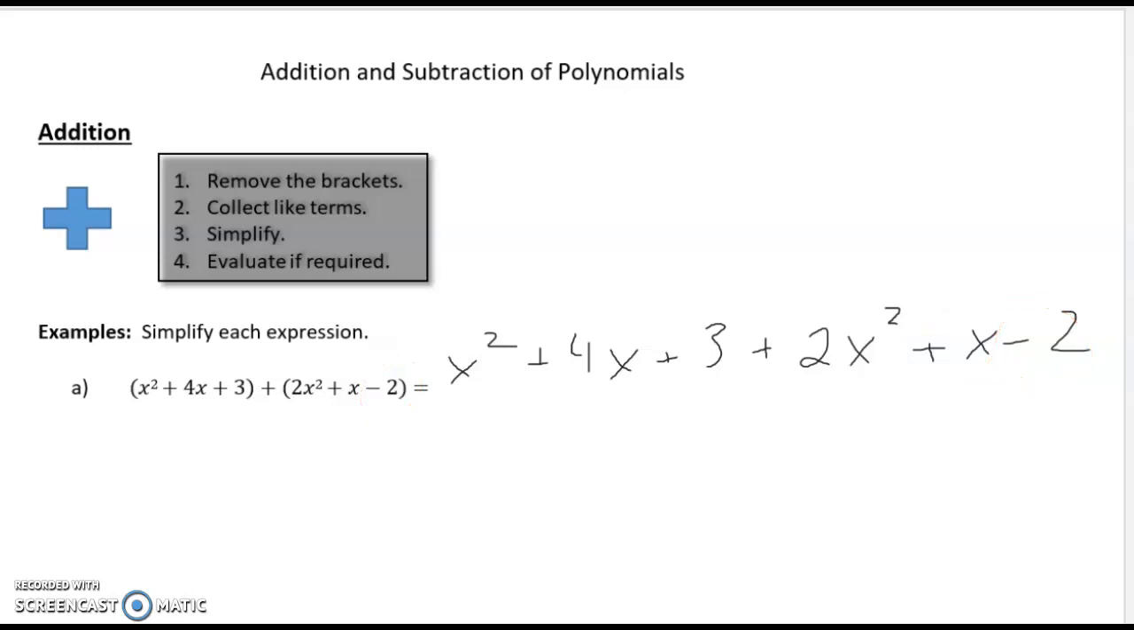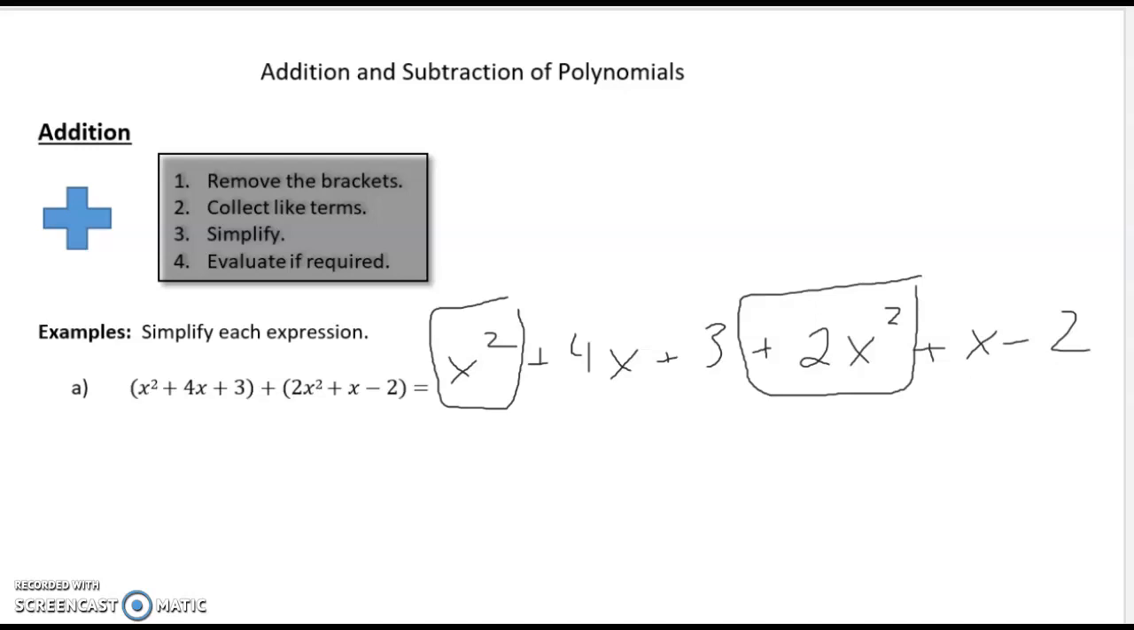Okay, so second, it says collect like terms. So when you're collecting like terms, I'm going to put a box around all my x squared. So that one's an x squared. This one's not, this one's not. Oh, this one is, so I'll put a box around this one, and put a box around the sign too, because we want to keep the sign with it. And then there's no more x squareds.